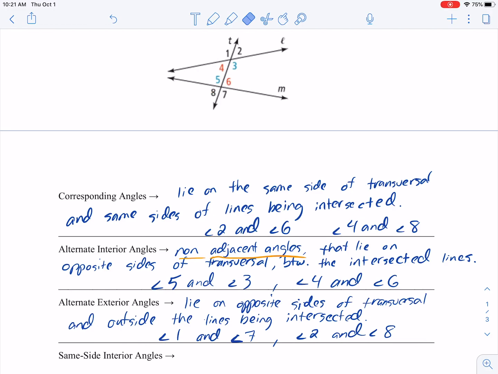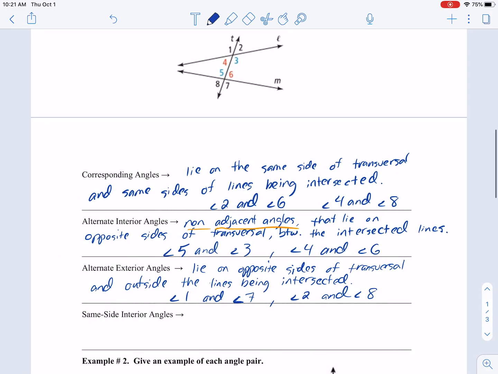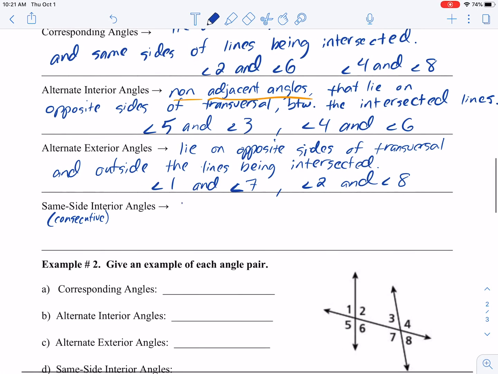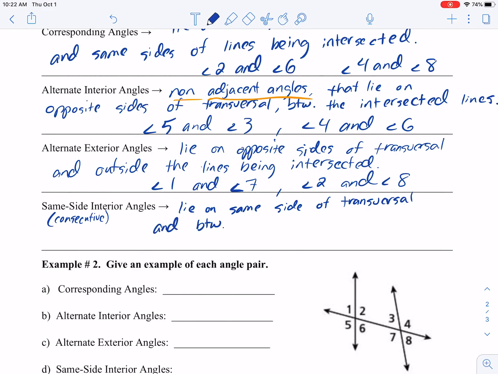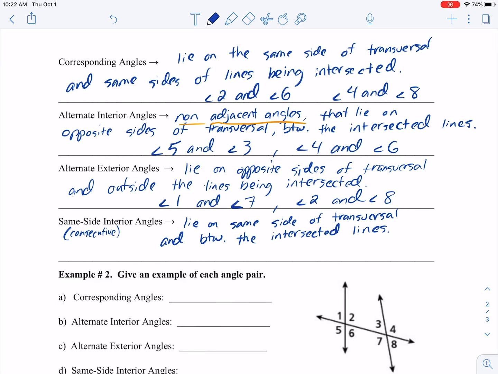Okay, and then our last pair of angles formed by a transversal would be same side interior. Sometimes you might see the word consecutive used to describe same side interior angles. But these are angles that, well, you could take a guess. They now lie on the same side of the transversal and between the intersected lines. Okay, these are also non-adjacent.